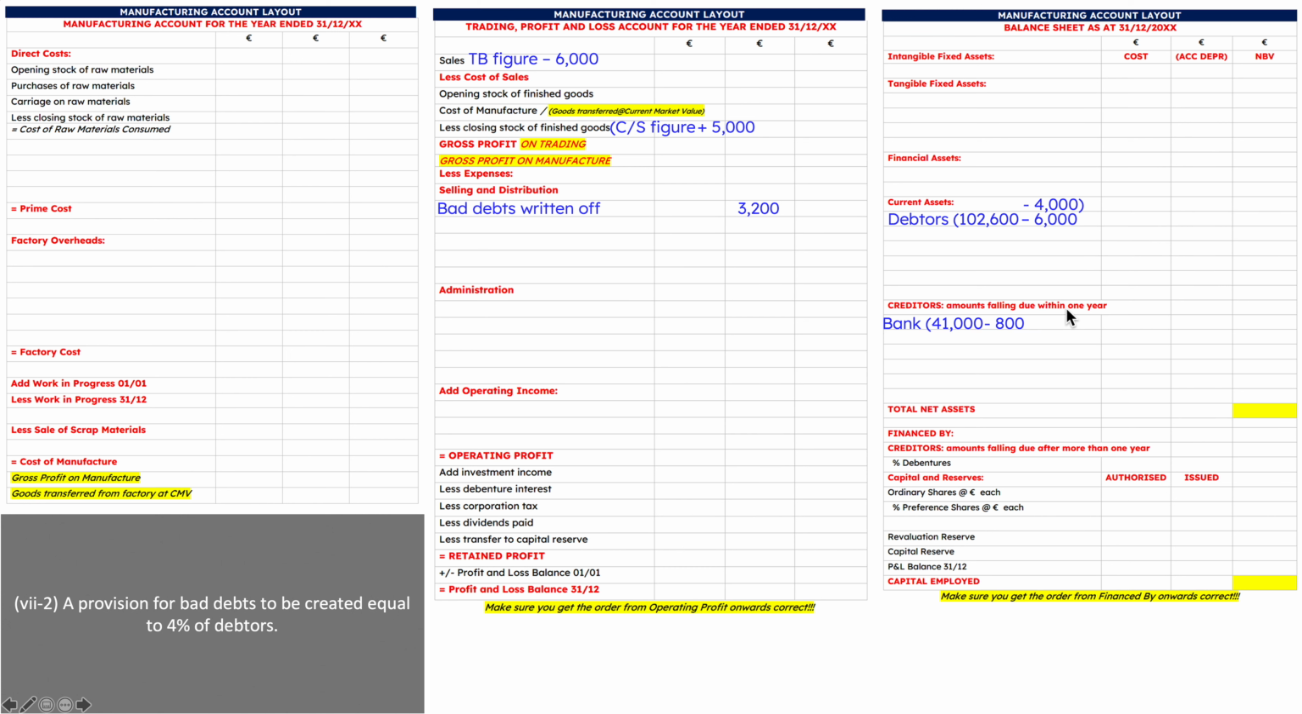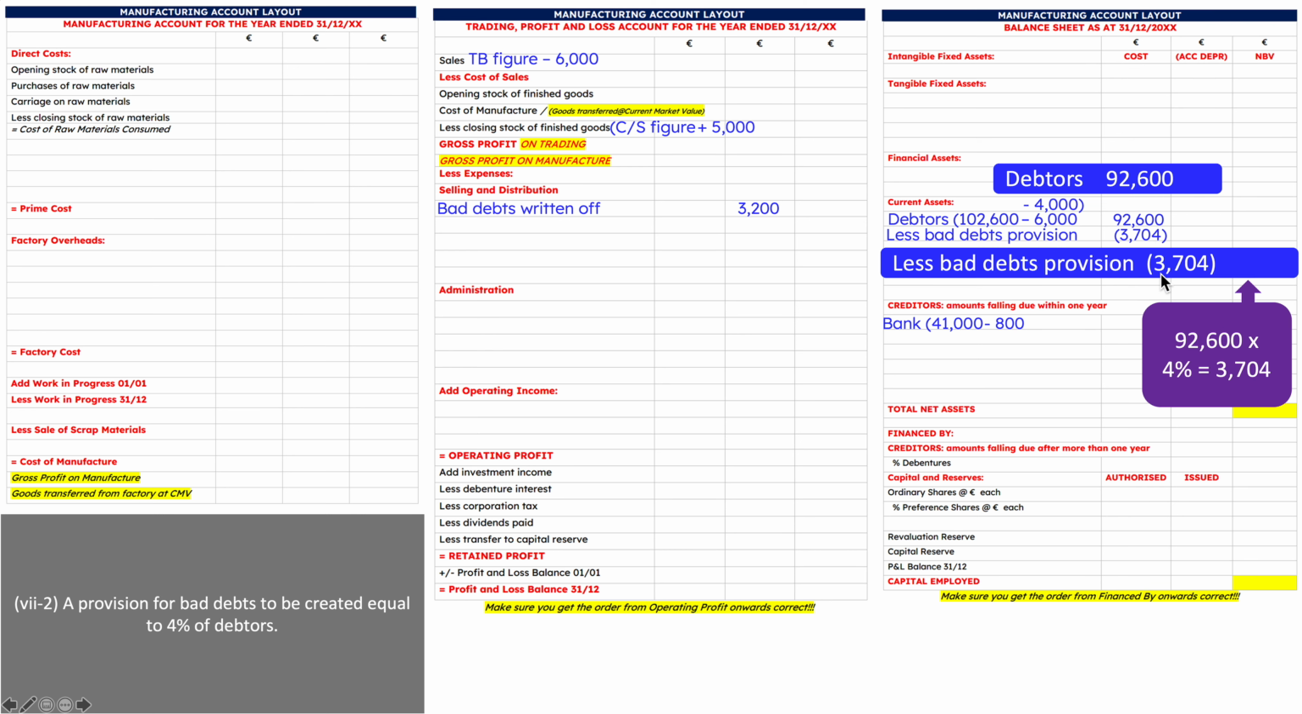Then 7 part 2, a provision for bad debts to be created equal to 4% of debtors. So your debtors figure here, 92,600, multiply that by 4%, we get 3,704. It has to be created. That means it didn't exist before. And if you look at the trial balance, there was no bad debts provision there.